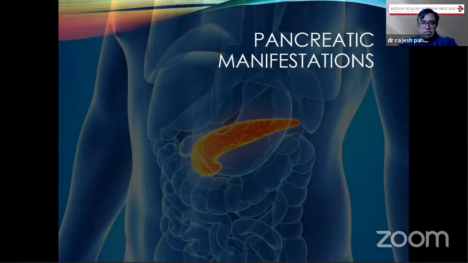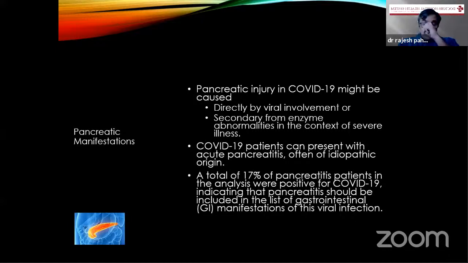Let's come to pancreatic manifestations. Again, the pancreatic injury in COVID-19 might be caused by direct viral involvement or secondary from enzyme abnormalities in the context of severe illness. So COVID-19 patients can present with acute pancreatitis, and at present, the etiopathogenesis is not clear. A total of 17% of pancreatic patients in the analysis were positive for COVID-19, indicating that pancreatitis should be included in the list of gastrointestinal manifestations of this viral infection.